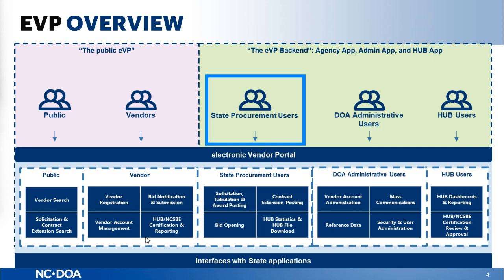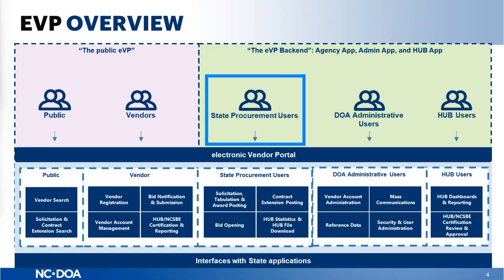So that is a little look at the public side, the vendor side, but now let's come over to your side, which is what we're calling the back end. You'll see that there's state procurement users, and that is you. That's the people in this webinar. There's also DOA. So the purchasing contract has administrative access to this with some abilities to manage vendor accounts and do some other things.